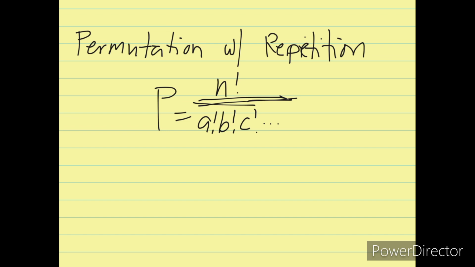Okay, so let's try an example. Find the number of distinguishable permutations for the letters in each word. Our first word is substitution.